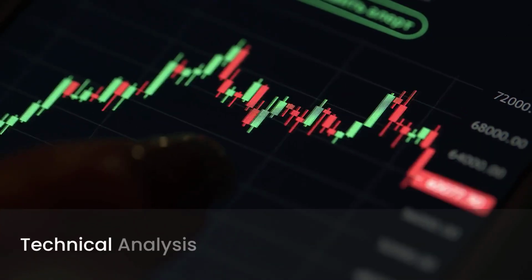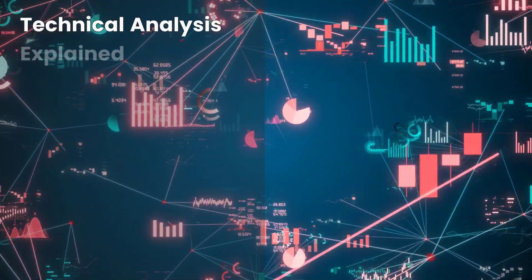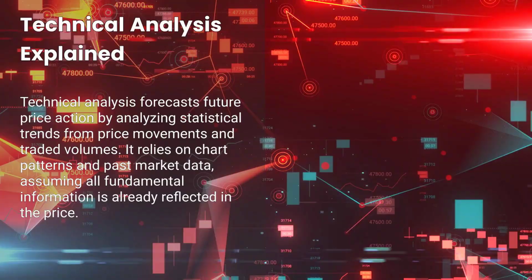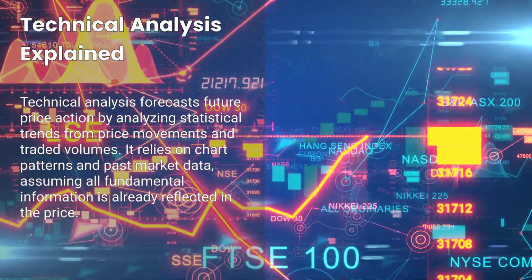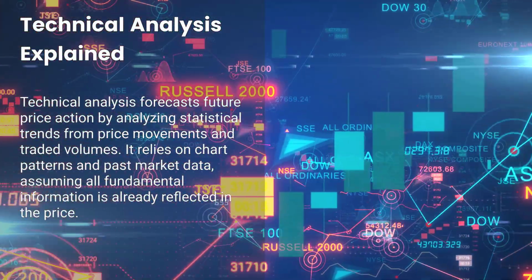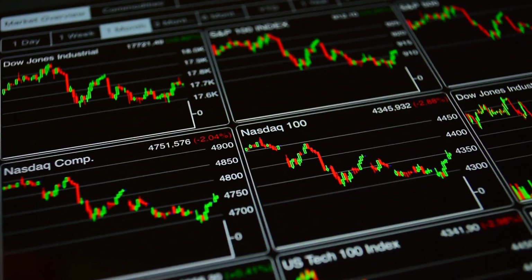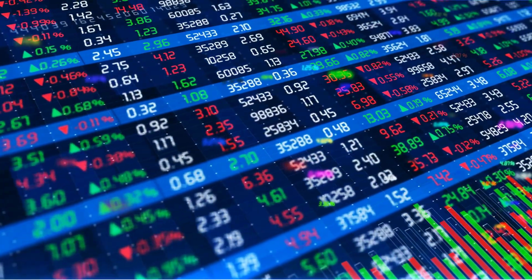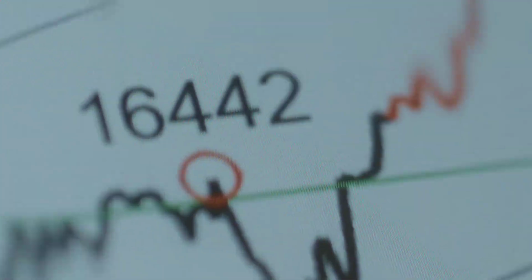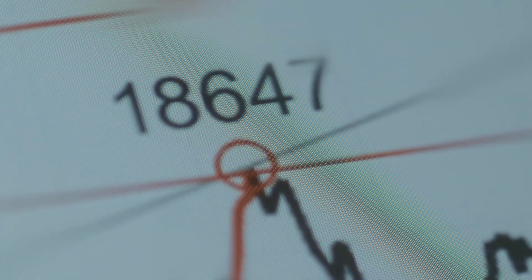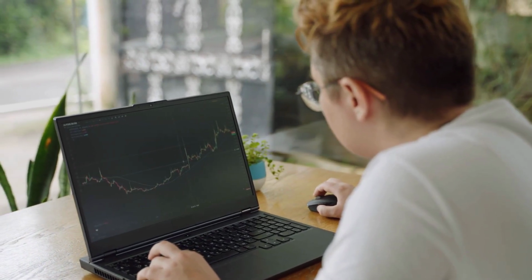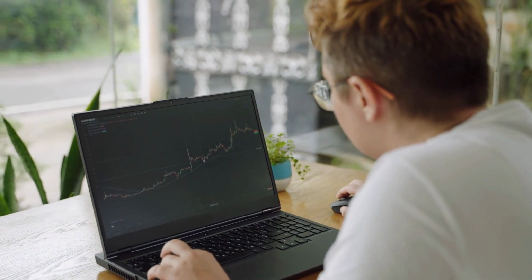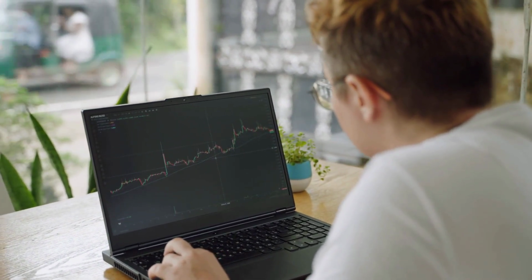Technical analysis analyzes statistical trends from price movements and traded volumes, relying on chart patterns and past market data to forecast future price action, and assumes that all fundamental information is already reflected in the price. Tools and data used are price charts, moving averages, support and resistance levels, momentum indicators, volume patterns. Investment horizon is favored for short term trading, such as day trading or swing trading, because it seeks to capitalize on market trends and volatility.